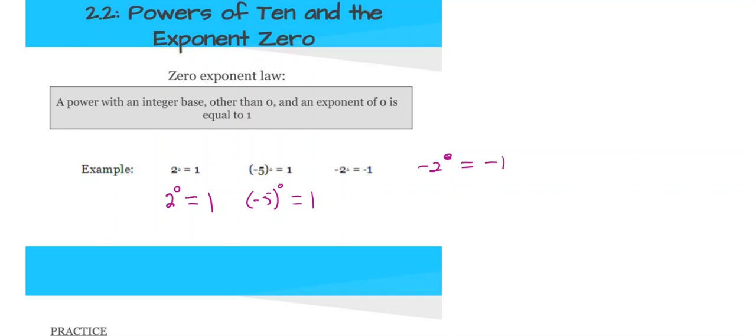The brackets mattered here. This is just 2 to the power of 0, which is 1, and then that negative is just tacked on the front. So it'll end up being negative 1. Careful with those, because that's where people will make the mistakes on these.